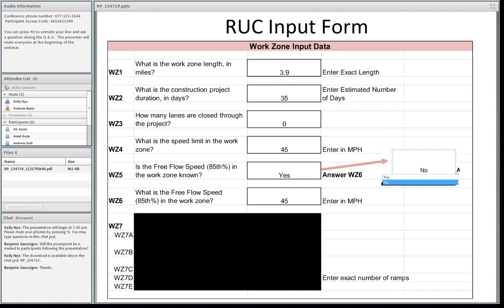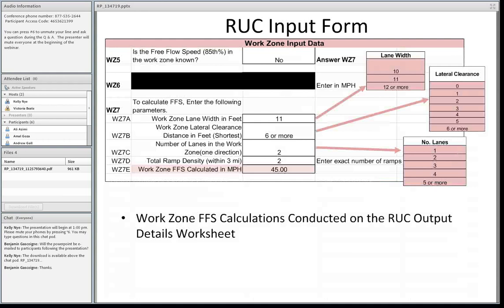And then we get into the same thing that we just did with the non-work zone. What is the speed limit? What is the free flow speed? Is it known? Yes or no? And again, if it is not known, we go through the exact same calculation as before, so it's comparing apples to apples.